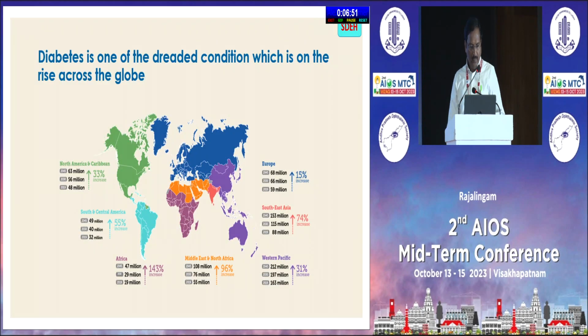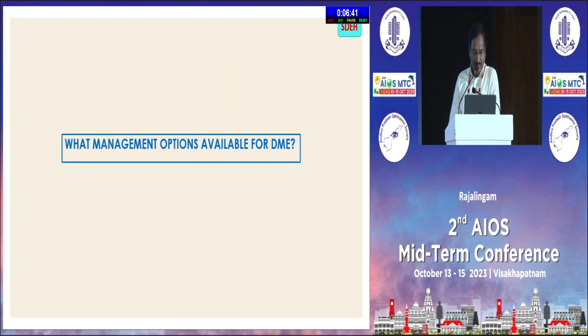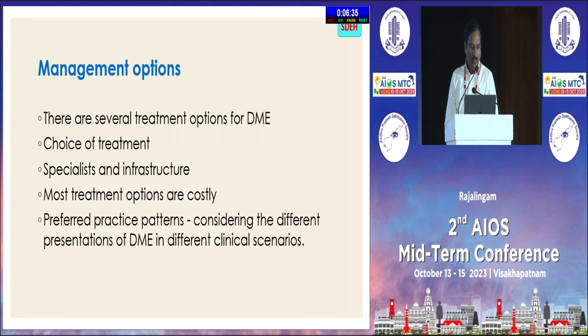Okay. Because there is a lot of overlap in the topics, I will avoid all this and highlight the things which have not been covered. These are the management options available for the DME. There are several treatment options for DME management, and the choice of treatment depends on the availability of the retina specialist and infrastructure to deliver the treatment.